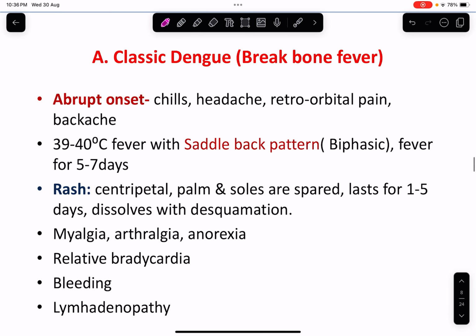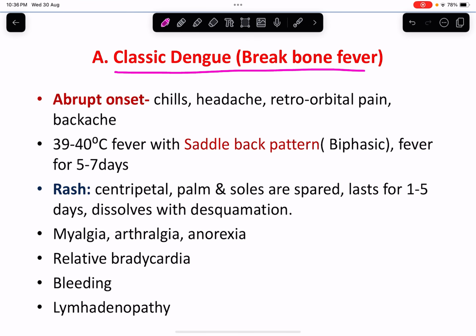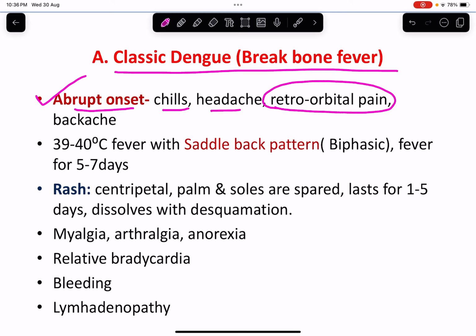Now how will a classic dengue patient present? I have also told you that this is also known as breakbone fever. There will be abrupt onset, that means sudden onset. Patient will have chills, headache, retroorbital pain, which is very important. Patient will complain of pain behind the eyes, and there will be severe backache. So headache, retroorbital pain, backache, bony ache, all this will be there. The onset will be abrupt.